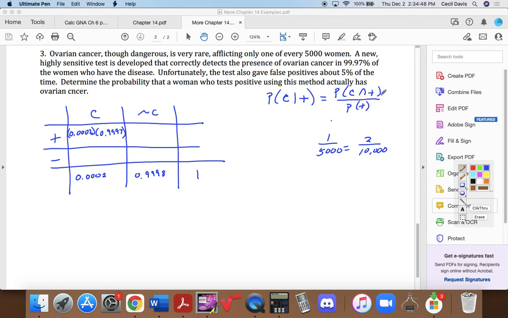Notice that's the top part of what I want. So that's 0.0002 times 0.9997, divided by, so I want the probability that I get a positive, so I want this number. False positives. Yeah, I want false positives. That's what I was pointing at. So the question is, how do we find that?